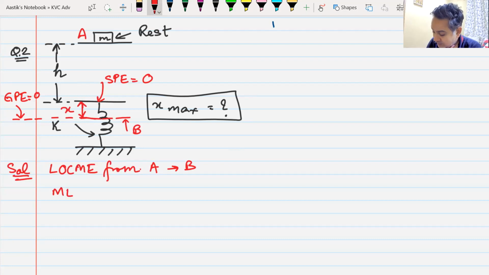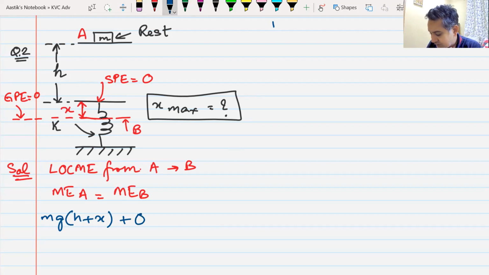So total mechanical energy at point A should be equal to total mechanical energy at point B. What is the mechanical energy at point A? mgh plus x. What is the spring potential energy and kinetic energy? Both are 0, sir.